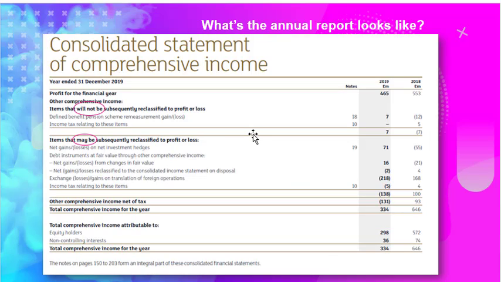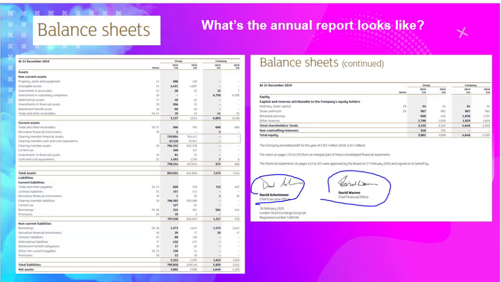Next one is the consolidated statement of comprehensive income. So here this is profit plus OCIs. Here are items that will not be subsequently reclassified to P&L, so that means this is going to stay in OCI forever. But the next one is items that may be subsequently reclassified to P&L. That means under some cases, those OCI items will be reclassified to P&L. So this is a possibility. It depends on future events and future activity. Okay, this is the comprehensive income.